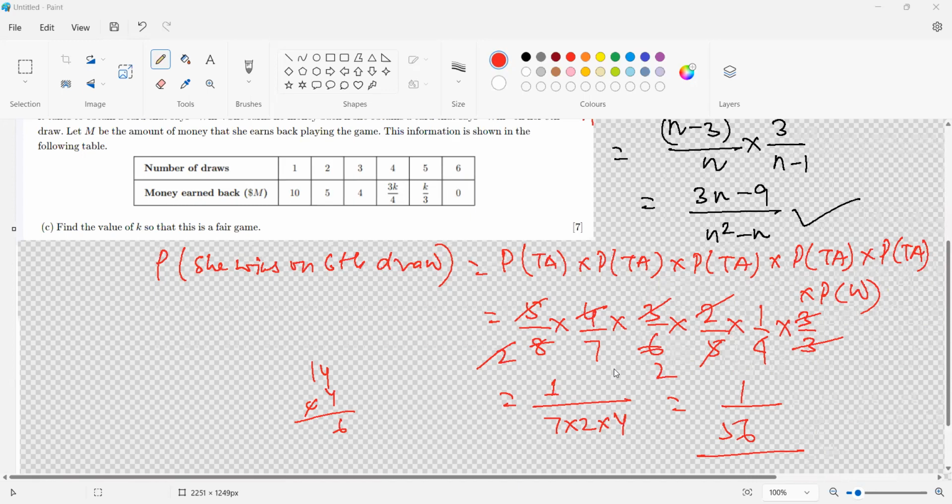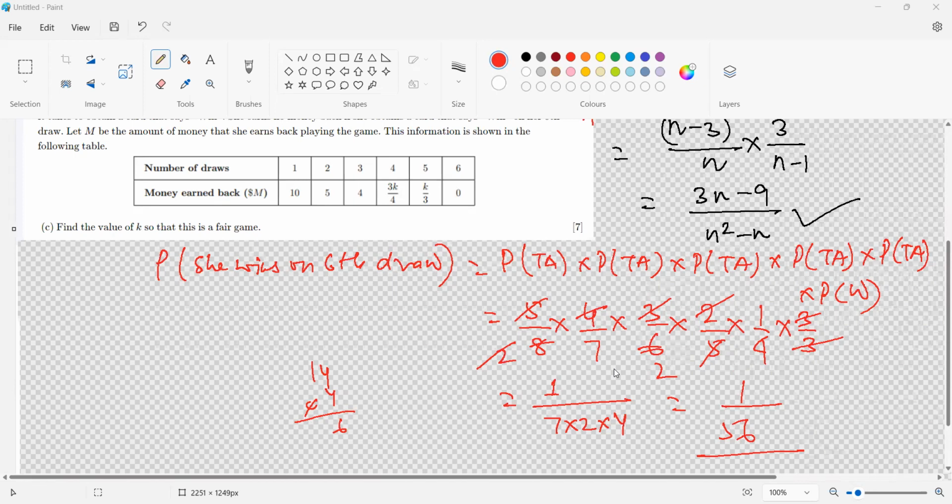Next part. Carmen plays a game with n equal to 8. She pays $6 to play and can earn back money depending on the number of draws it takes to obtain the cards that she wins. She earns no money back if she obtains a winning card on her sixth draw. Let M be the amount of money that she earns back playing the game. This information is shown in the following table. I can see the table.